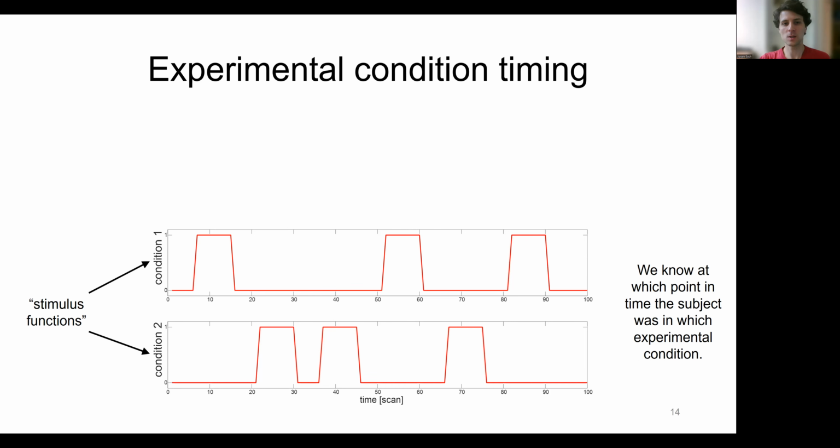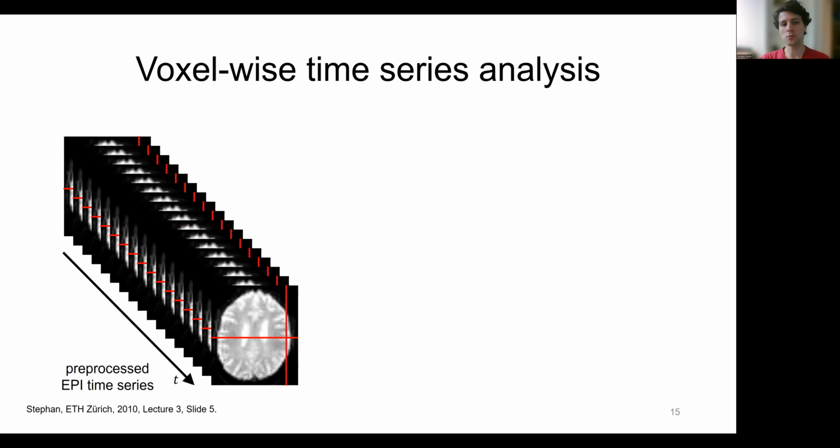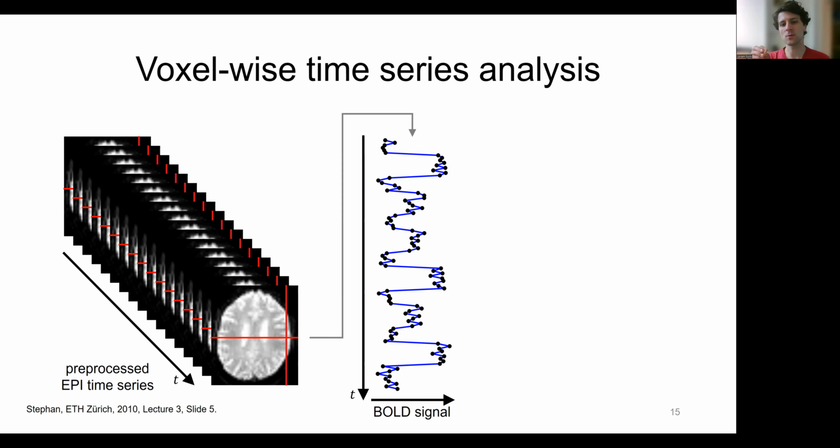Very straightforward. So then we are taking our pre-processed functional image time series, and we are focusing on a single voxel. Could be the voxel which is here highlighted using the red crosshair. And from this voxel, we extract the value at each successive functional MRI scan. This then gives us the BOLD signal, so a measurement of the measured brain activity over time, which is here shown as a vertical plot.